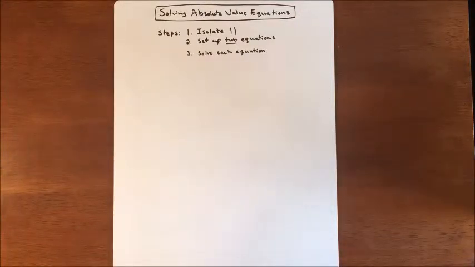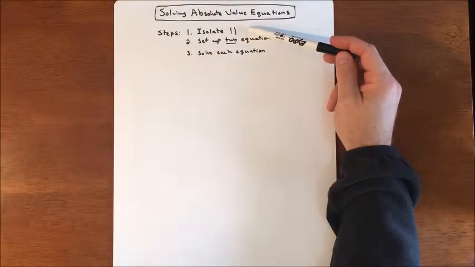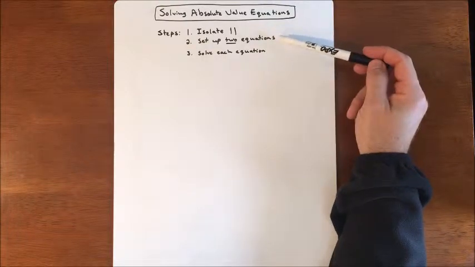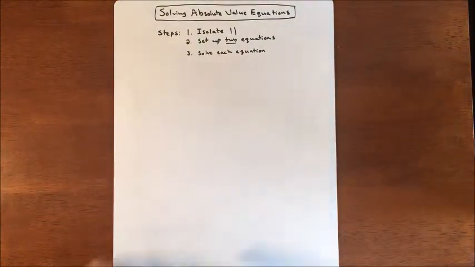In this lesson, we're going to be solving absolute value equations. To do that, we're going to need to isolate the absolute value, which it may already be isolated. Then from there, we are going to set up two separate equations, and we're going to solve each of the equations. So let's see what it looks like.